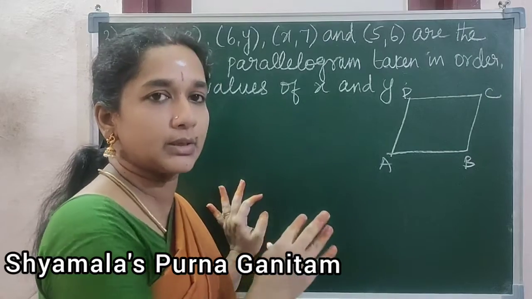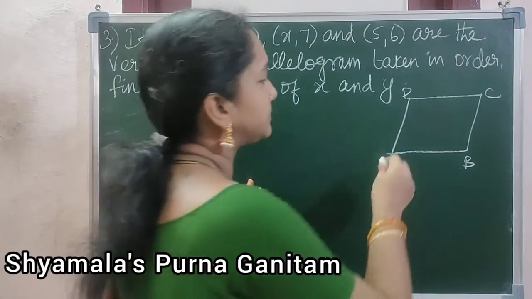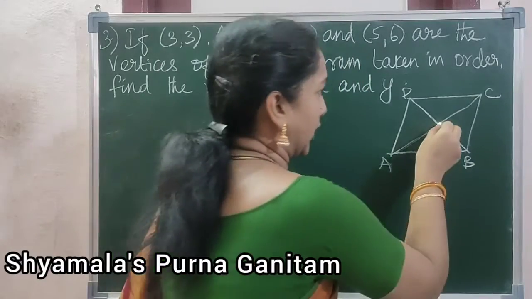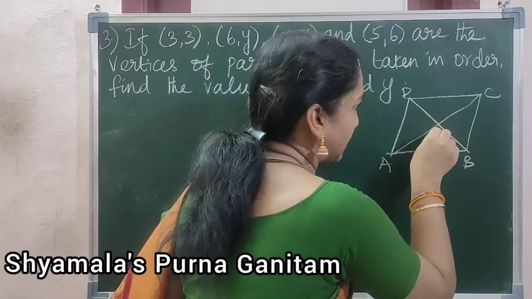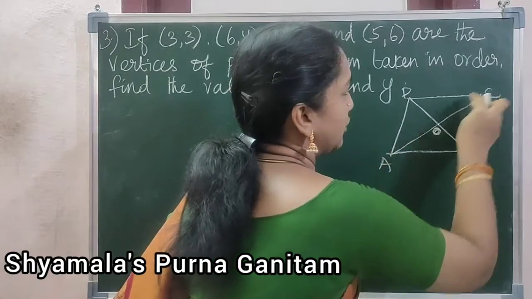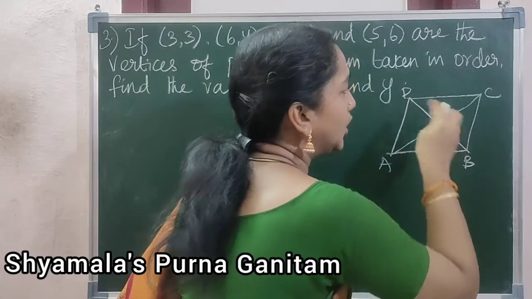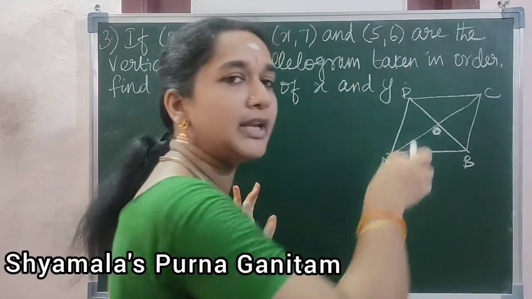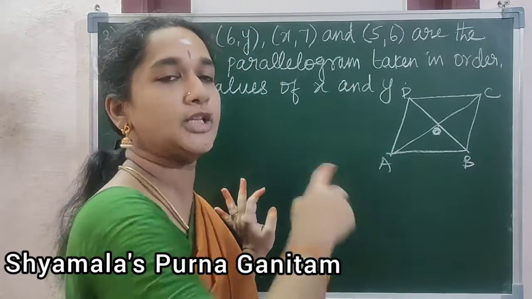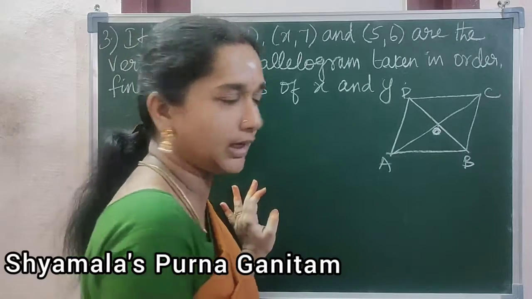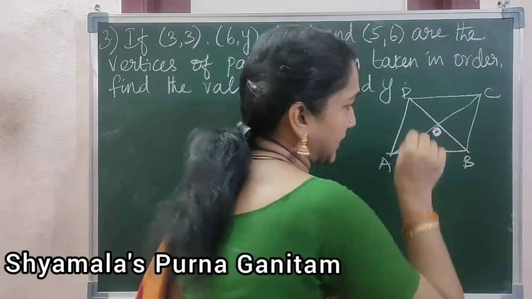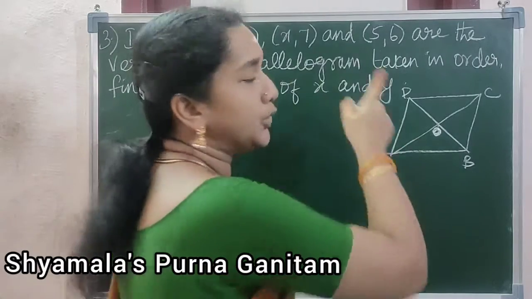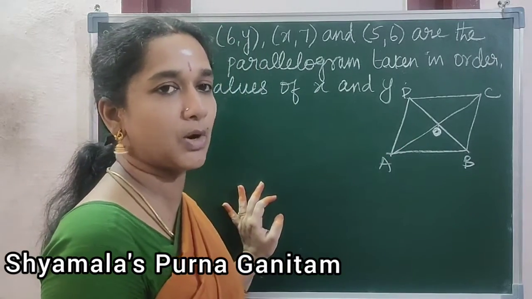So for doing this sum, you should know the condition that when two diagonals intersect at a point, the point will be same. That is, when you find the midpoint of these two diagonals, the midpoints of these two diagonals will meet at a point. Midpoints of these two diagonals are equal. So with this condition, we are going to do the sum. So we'll use the midpoint formula.